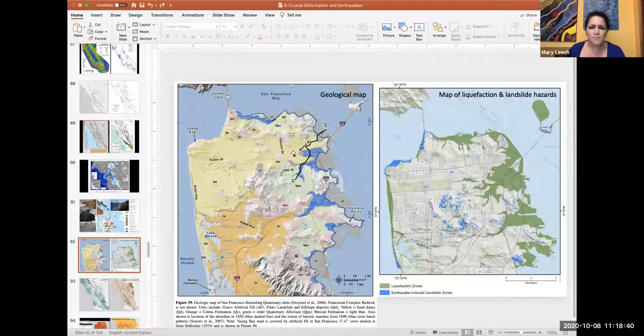Here's a geology map, and next to it is a map of liquefaction and landslide hazards. Here are those sands, the former sand dunes, in yellow. And then we've got some unit, QC, which is Colma Formation. So there are some sedimentary rocks that are under here: Merced Formation, Colma Formation. Similar to the rocks that you looked at in your fossils lab, sandstones like that, and they are fossiliferous.